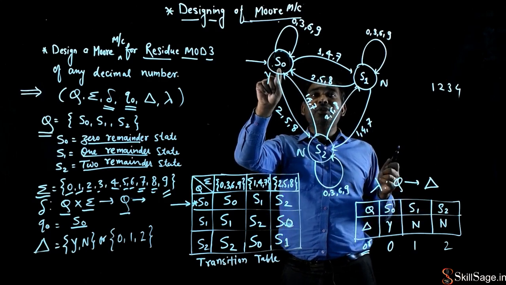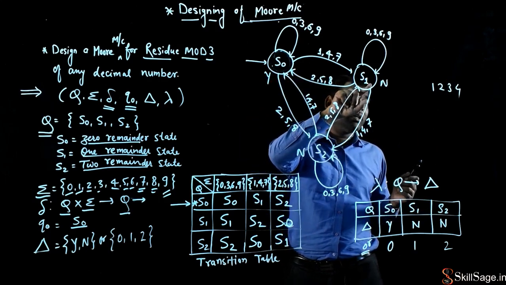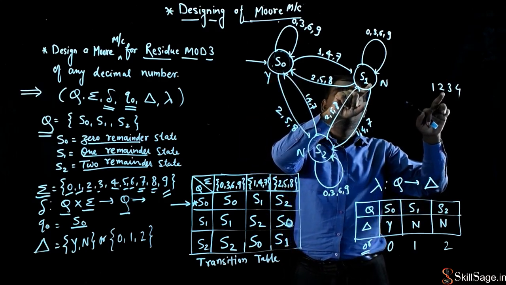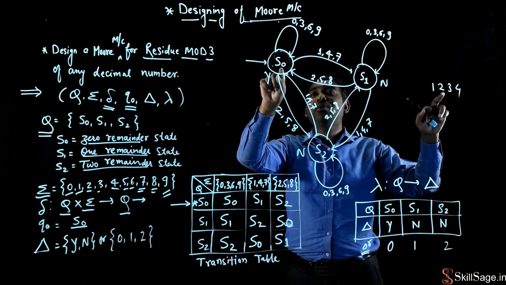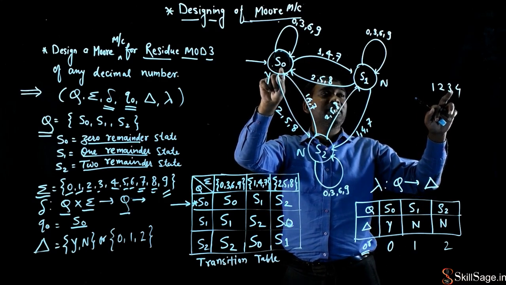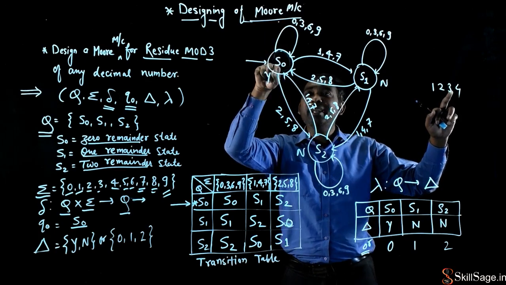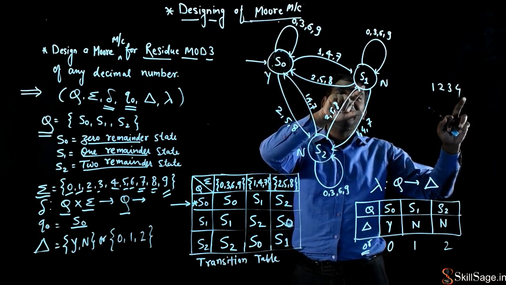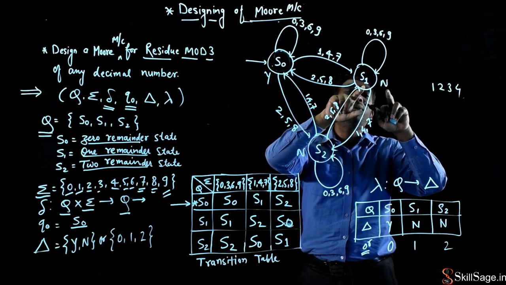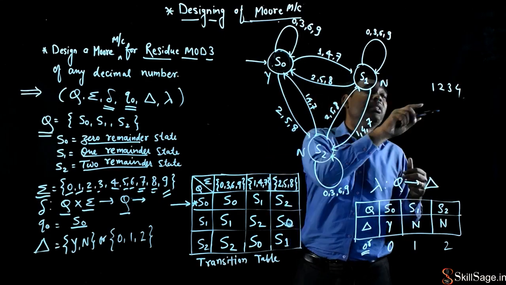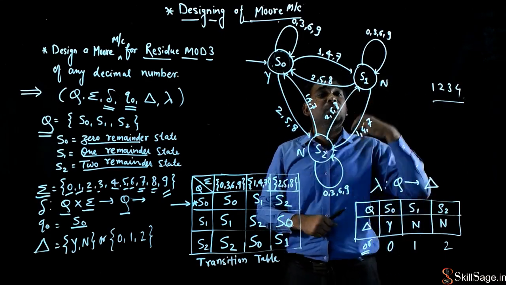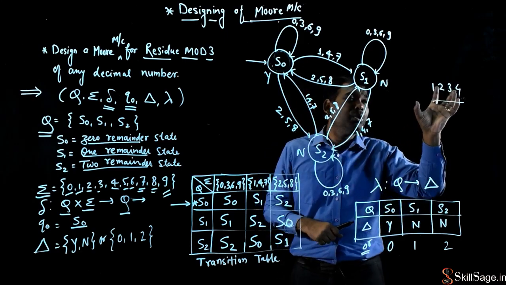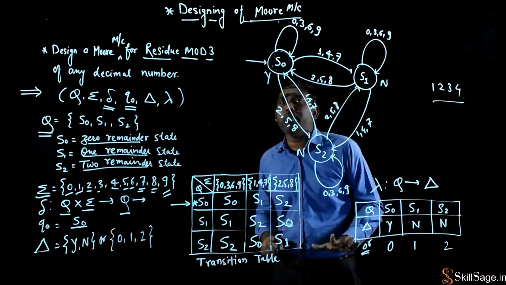If I'm at this S0 state, after reading 1 it goes to the next state called S1. Then if it reads 2, it goes back to S0. The next input symbol is 3, it will remain in the same state S0, and if it reads 4, it goes to the state called S1. And the output associated with S1 is N. That means this 1, 2, 3, 4 is giving you the output No. That means 1, 2, 3, 4 is not perfectly divisible by 3.